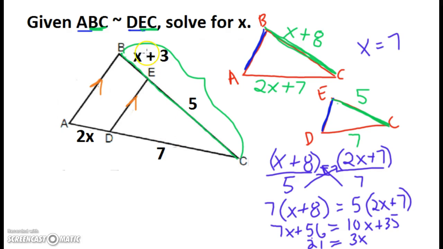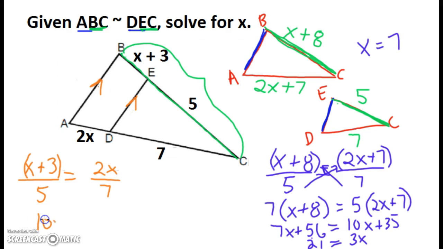So you could have done x plus 3 over 5 equals 2x over 7. You could have done x plus 3 over 2x equals 5 over 7. There's lots of different proportions that you can set up when you have similar triangles inside of each other. So for instance, if I had done x plus 3 over 5 is equal to 2x over 7, that's the little piece over the long piece equals the little piece over the long piece. And then I cross multiply, you're actually going to find out that you get the exact same answer either way.